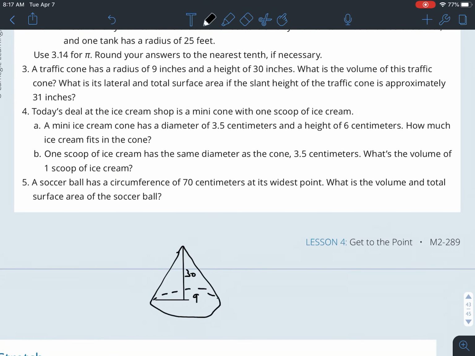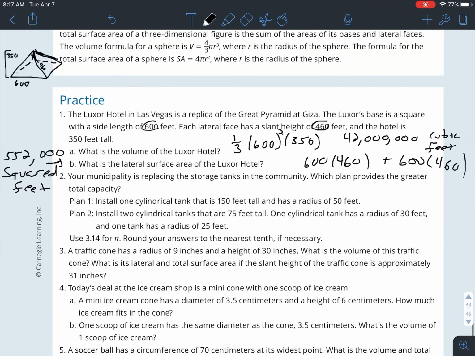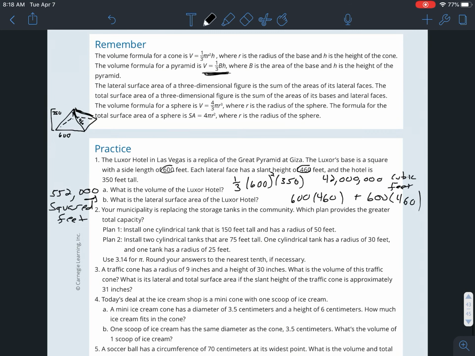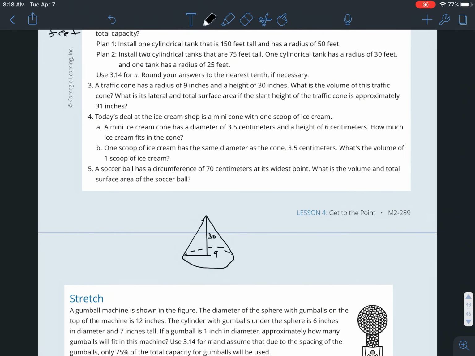So we have to find the cone. If we look up here, there we go. Volume of a cone is 1/3 pi r squared times h. Let's sub our numbers in: 1/3 pi. We know r is 9 because that's what they told us, and our h is 30. Type this in your calculator and we'll get the volume of it.